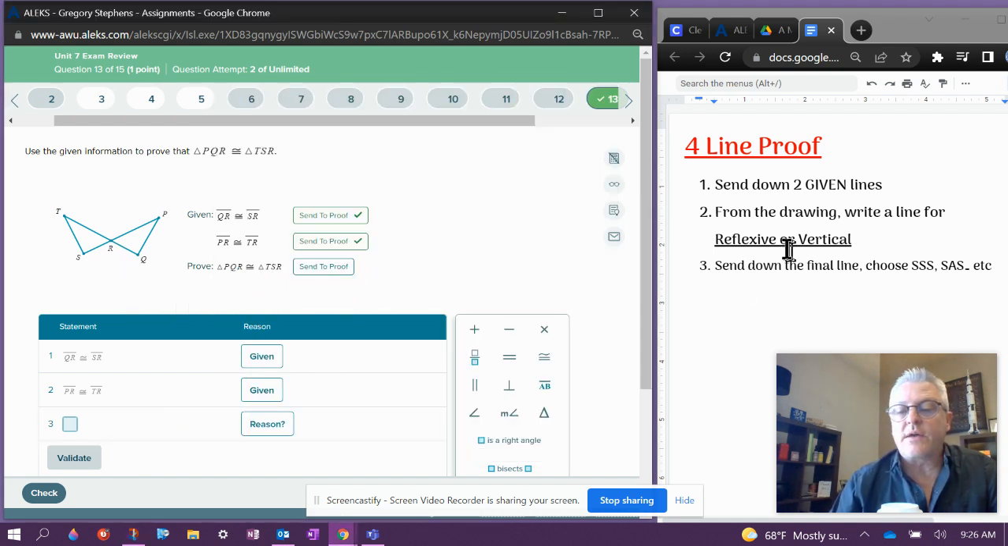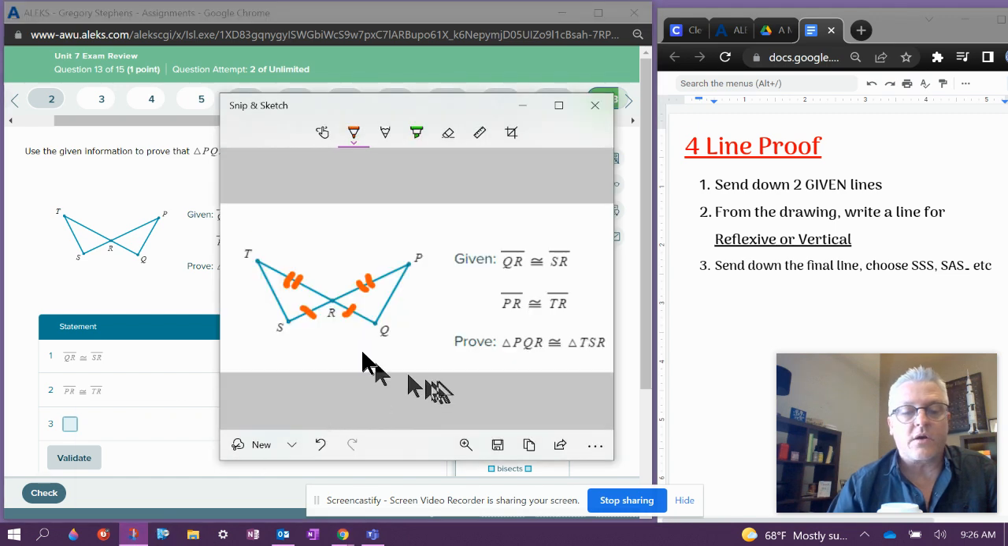Now we're going to do line 3. So either reflexive or vertical based on the drawing. Looking at my drawing, I can see they're vertical angles because it makes an X. And so we've got a pair of angles here in the middle that are congruent. So we can mark these, right? This angle and this angle are congruent because they're vertical angles. That's TRS and PRQ. The letter R must be in the middle for those.